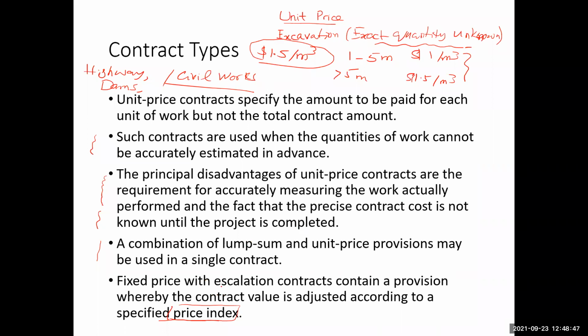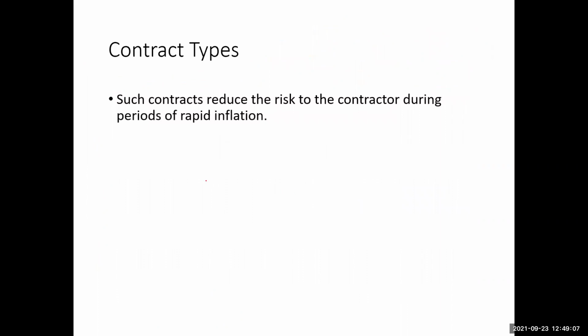Okay, that means escalation. So normally when an escalation contract is provided, in most cases the prices are increased. Of course the prices may even decrease as well, but it seldom happens. Such contracts reduce the risk to the contractor during periods of rapid inflation. So during the period of rapid inflation. So now talking about the risk, okay.